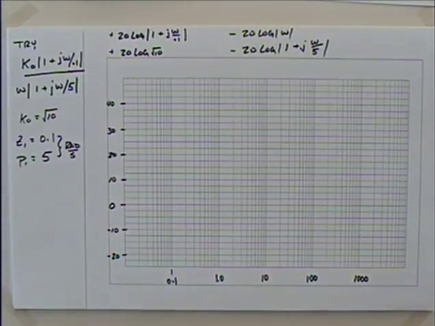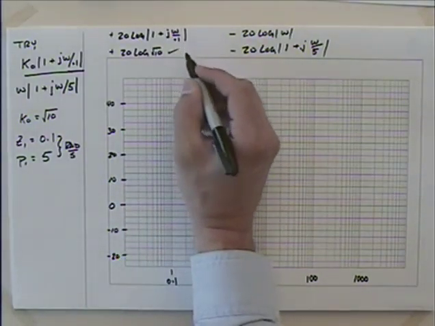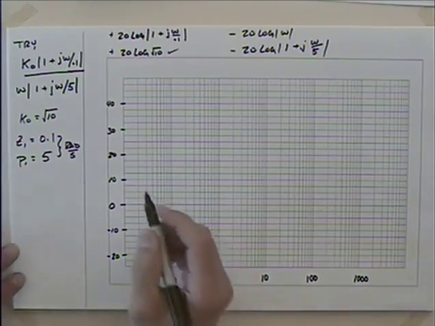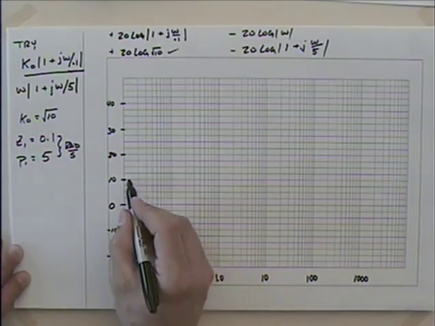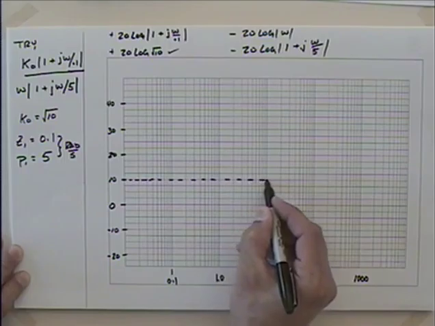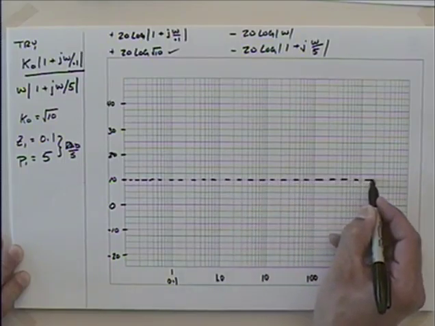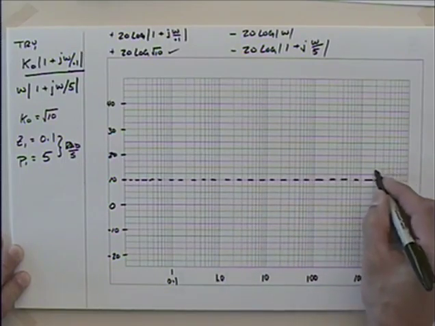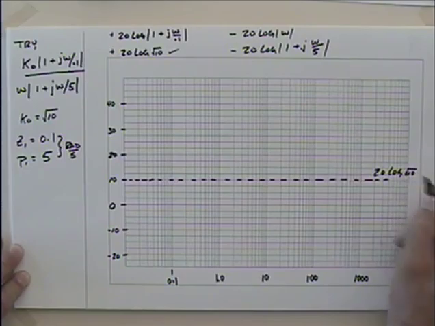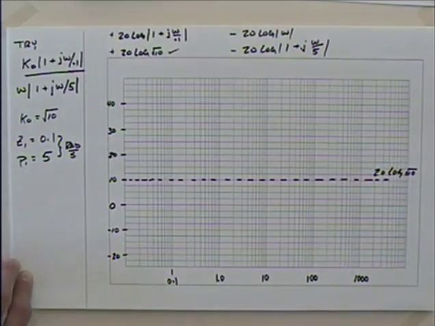Okay. So let's see. If I go to plot this one, that's probably the easiest one. 20 log square root of 10. The log of square root of 10 is a half. 20 times a half gives me 10, doesn't it? So I can put that in there. That's 20 log of root 10. So that's that one.